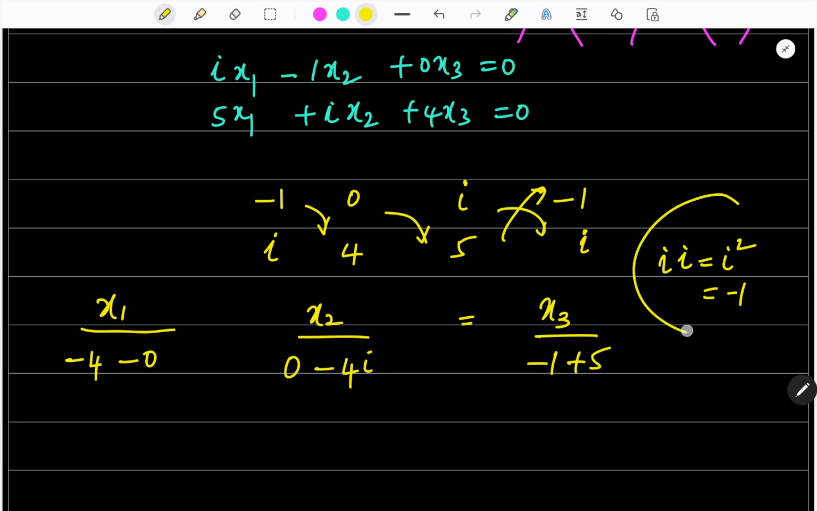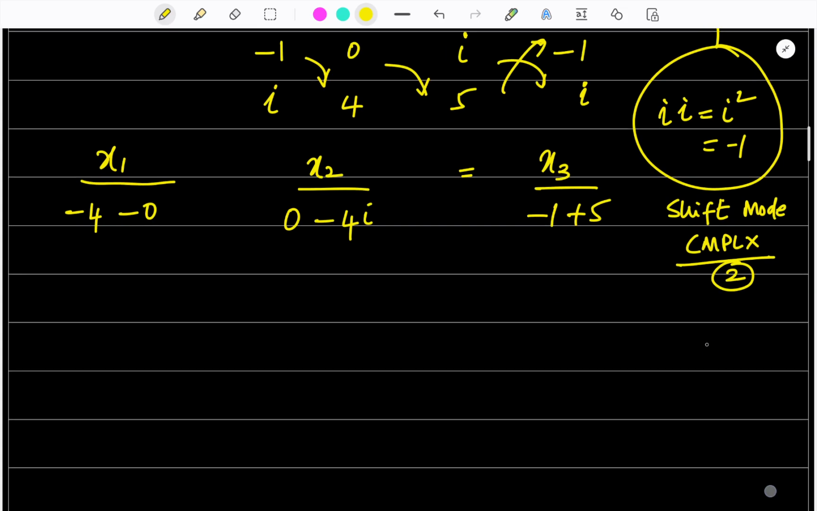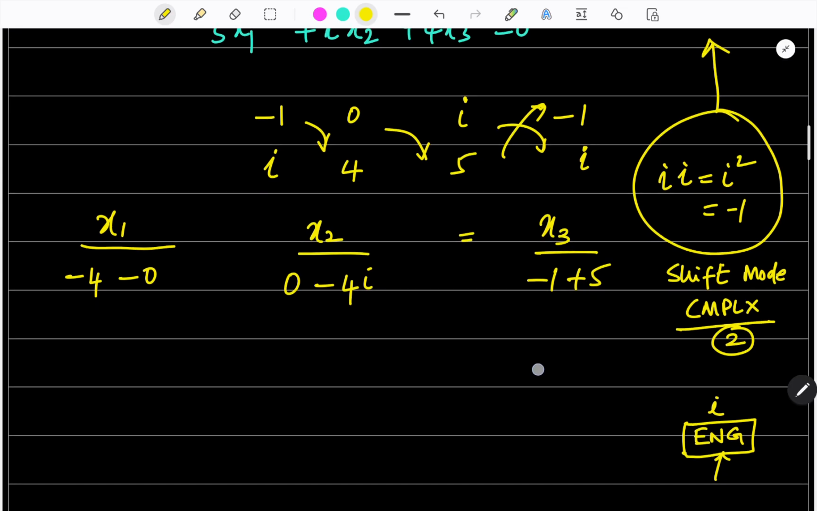If you don't know this one, don't worry. Go to calculator. Use first step, shift mode. Again I'm writing shift mode, right? And then you press complex, CMPLX, I think number 2. Then after that you press i. That i is near what? ENG. If you want to press i in the calculator, there is an ENG key. If you press ENG, you will get i.